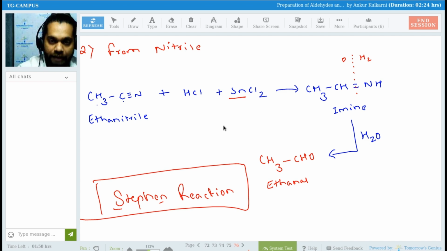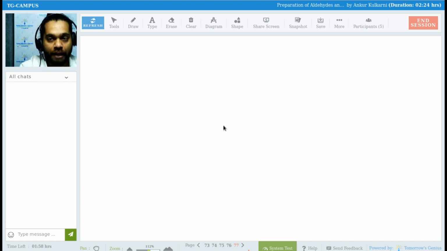Instead of Sn, we can use a different reagent called DIBAL. What can we use? We can use DIBAL-H. What is DIBAL-H? That is diisobutyl aluminum hydride. We can use DIBAL-H.